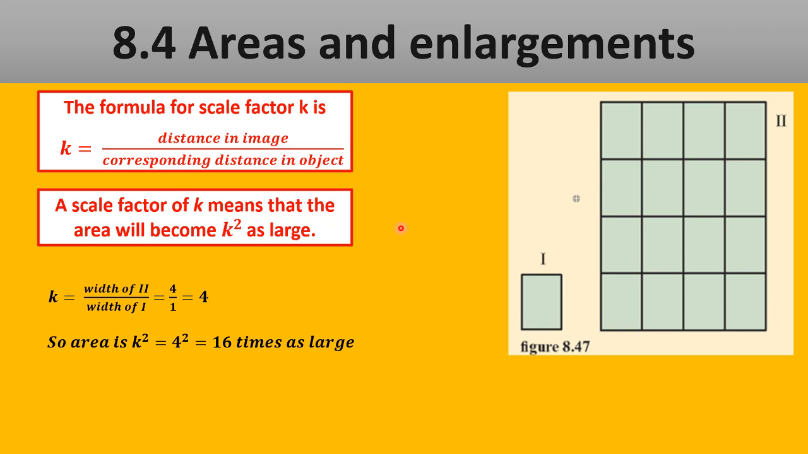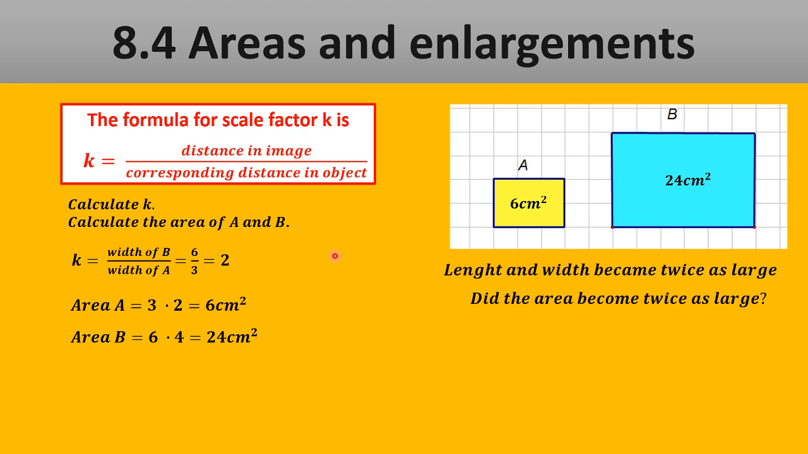So for example here, you can calculate the scale factor K by doing 4 divided by 1, if you take the lengths. Now the area of this thing is 16 and this one is 1. Yeah, because it becomes the scale factor K squared as large. So it becomes 16 times as large. Now scale factor of K means that the area becomes K squared as large. Here my K was 2. So my area becomes 2 squared is 4 times as big.